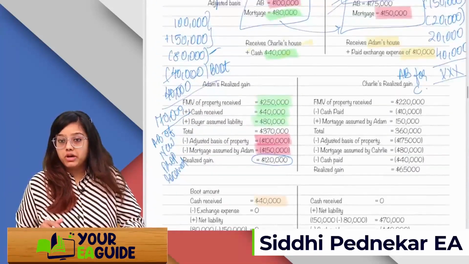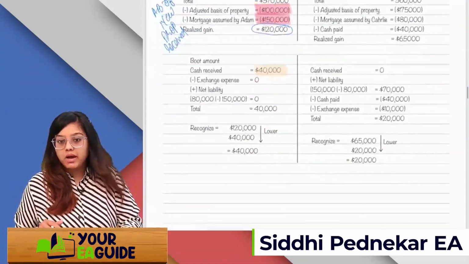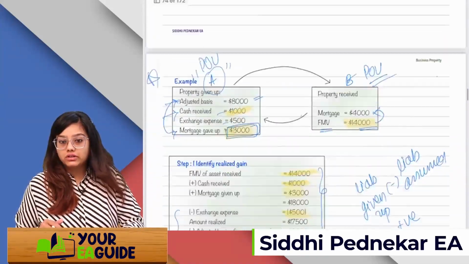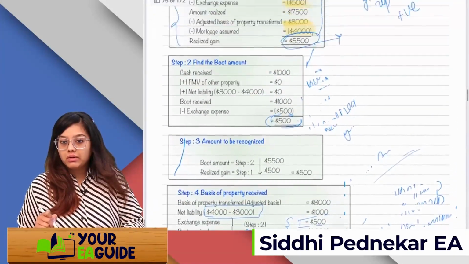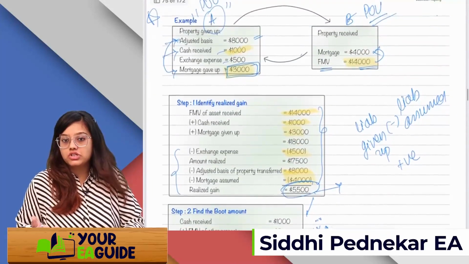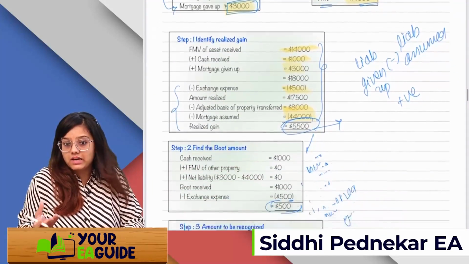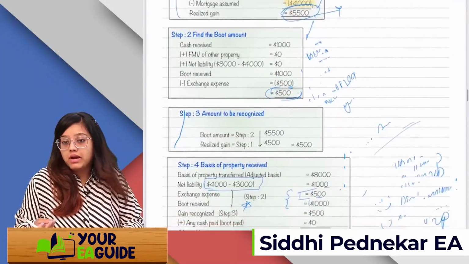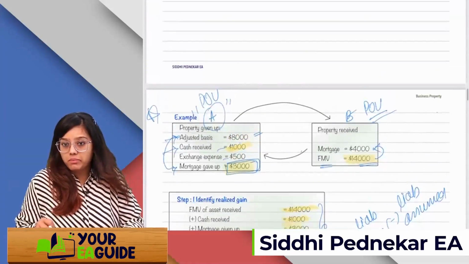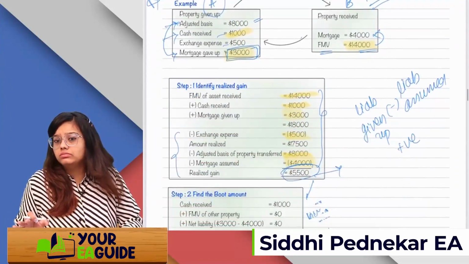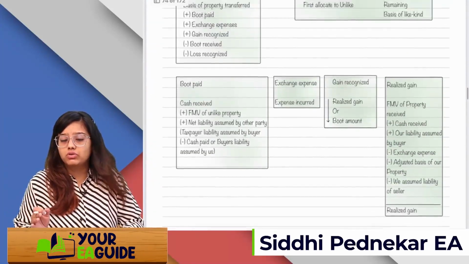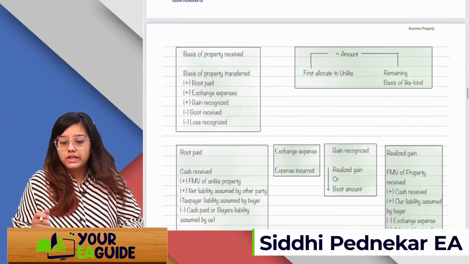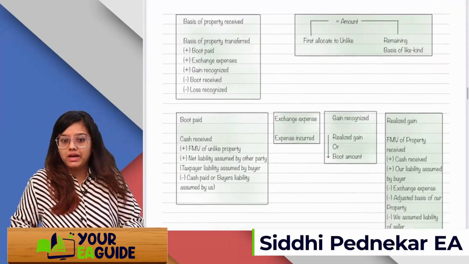Just remember to draw these charts. Remember to draw this stepwise sequence, so that you will be able to get the answer to what the question is asking. The question may ask a realized gain, may ask recognized gain, may ask the boot amount, may ask the basis of the property. So just draw the whole stepwise manner chart and then answer whatever the question is asking.